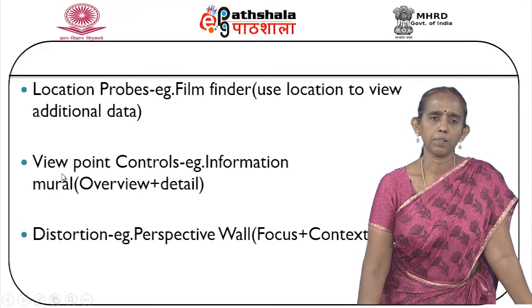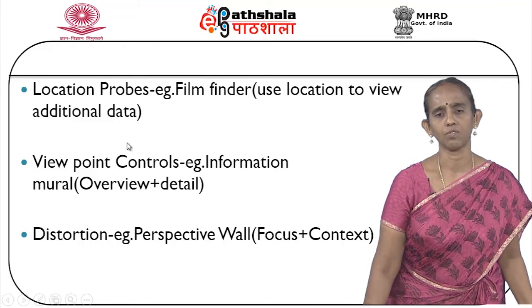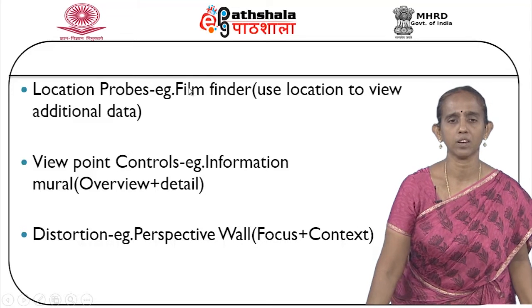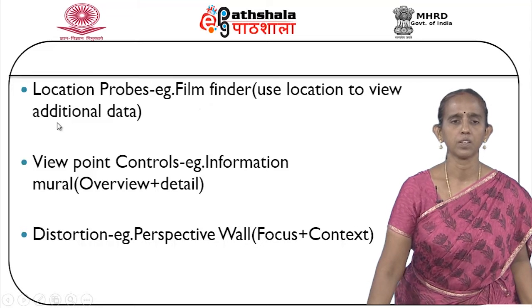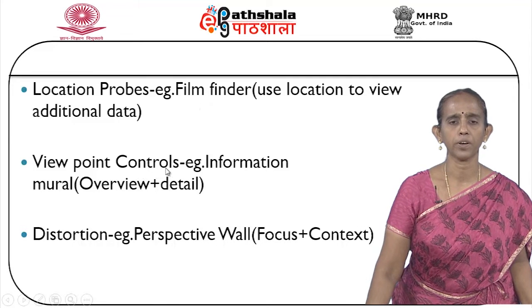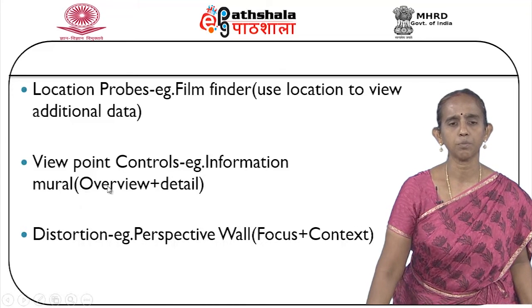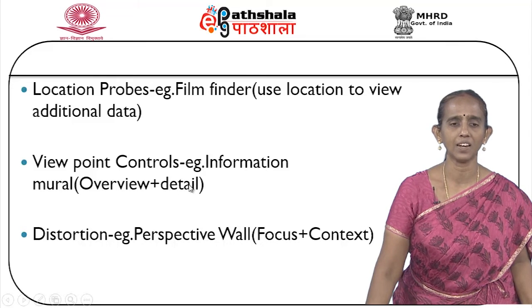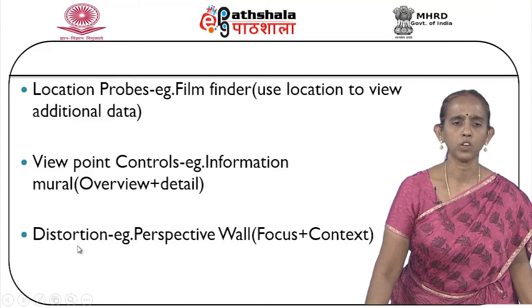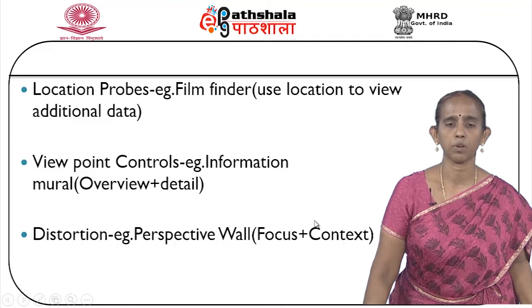Then there are other examples like location probes, an example of which is a film finder, which uses a location to view additional data to get certain information about certain films. Then we have the viewpoint controls. Examples are information murals. In these kinds of information murals, we can get the overview data as well as the detailed information. Then we apply distortion techniques. Examples are perspective walls, where we apply the focus plus context approach.